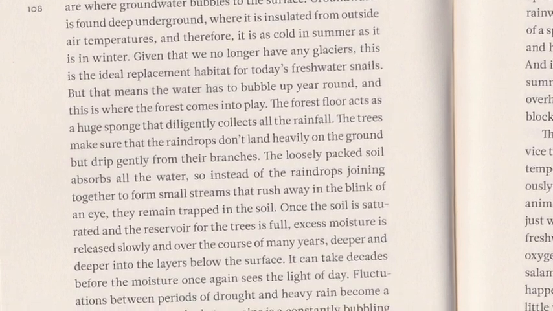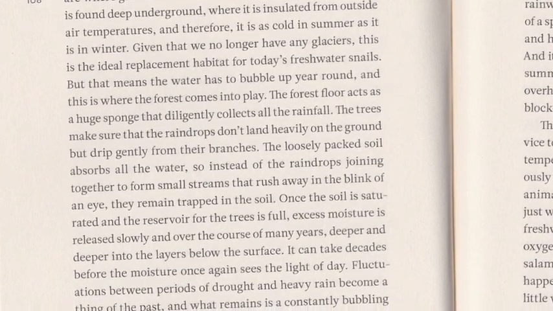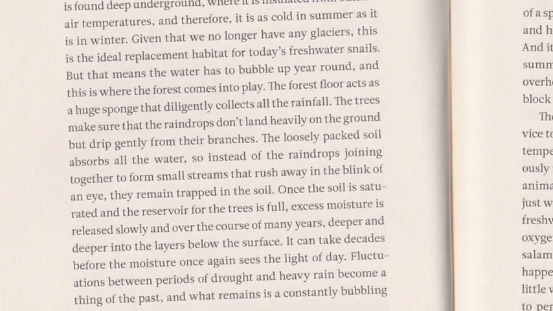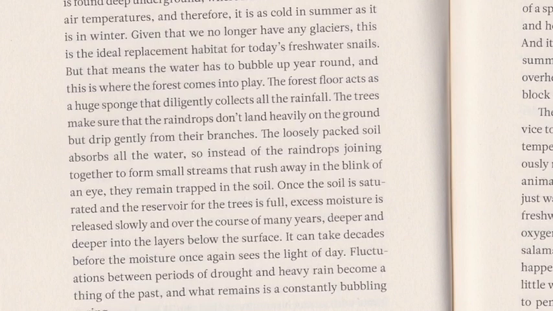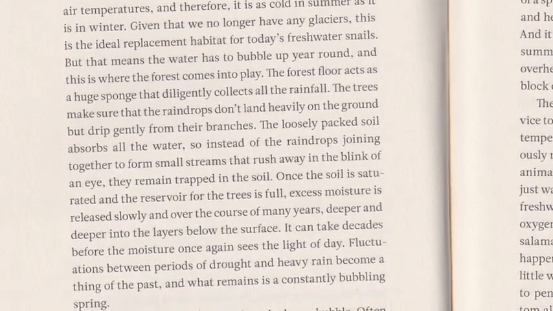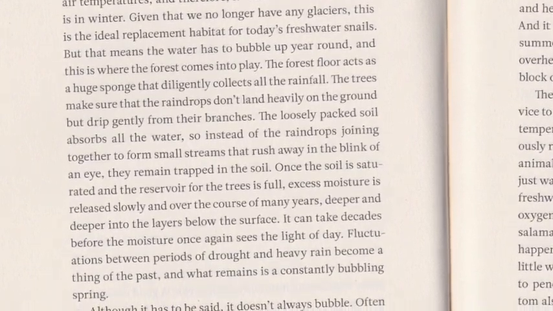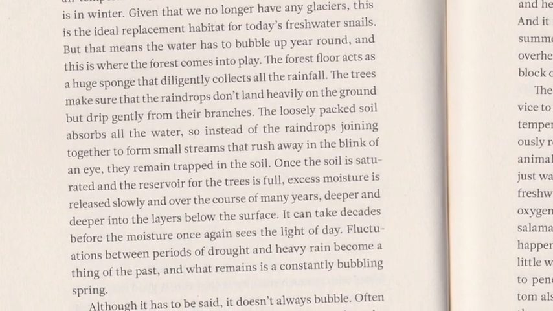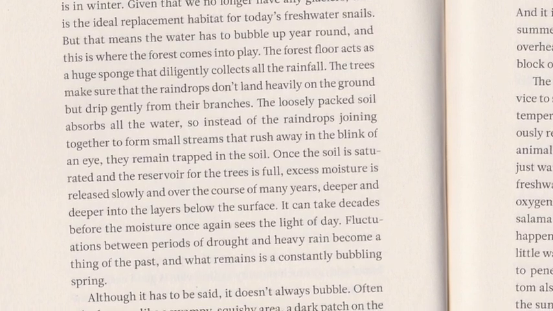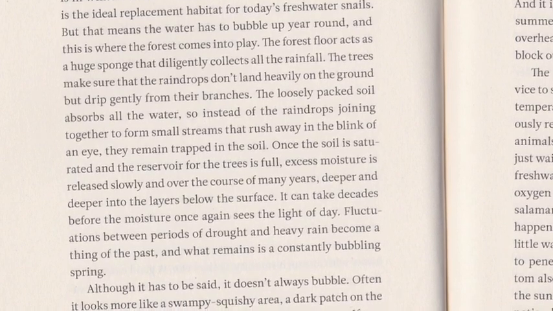But that means the water has to bubble up year-round, and this is where the forest comes into play. The forest floor acts as a huge sponge that diligently collects all the rainfall. The trees make sure that the raindrops don't land heavily on the ground, but drip gently from their branches. The loosely packed soil absorbs all the water, so instead of the raindrops joining together to form small streams that rush away in the blink of an eye, they remain trapped in the soil.